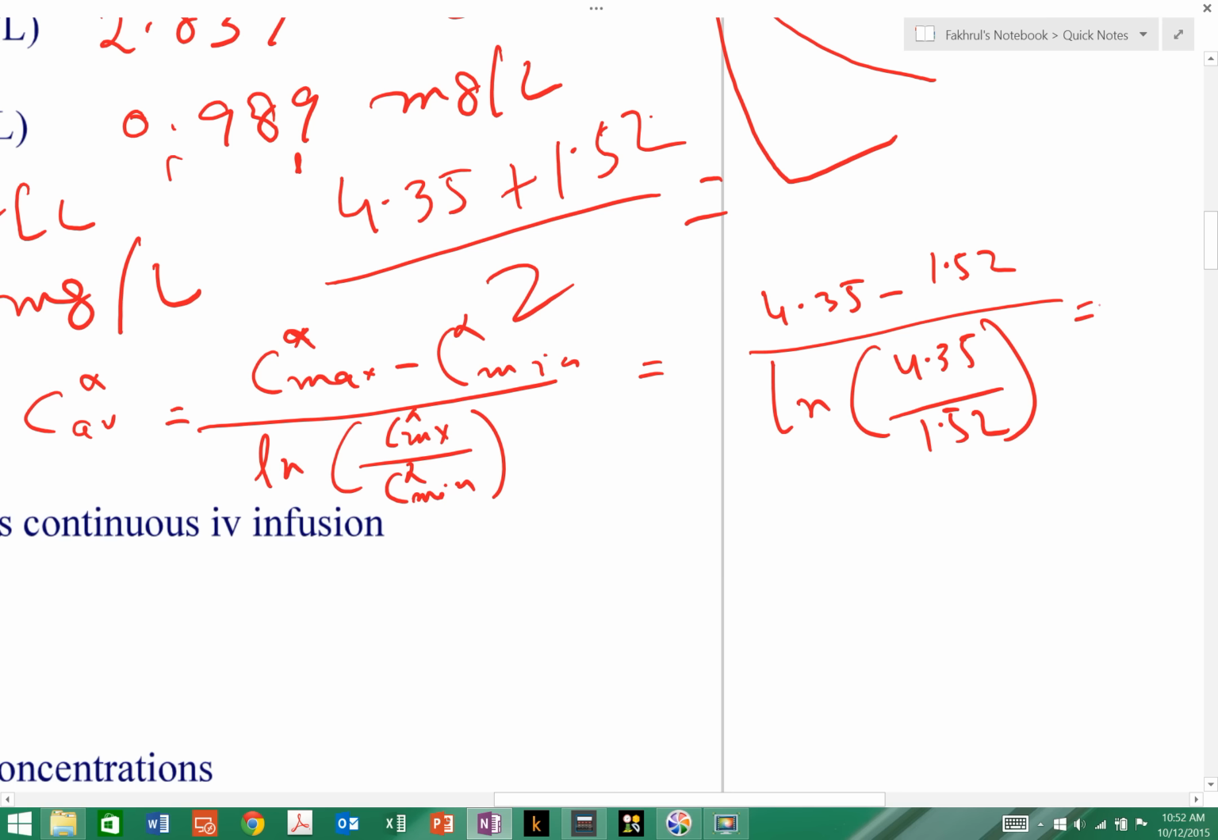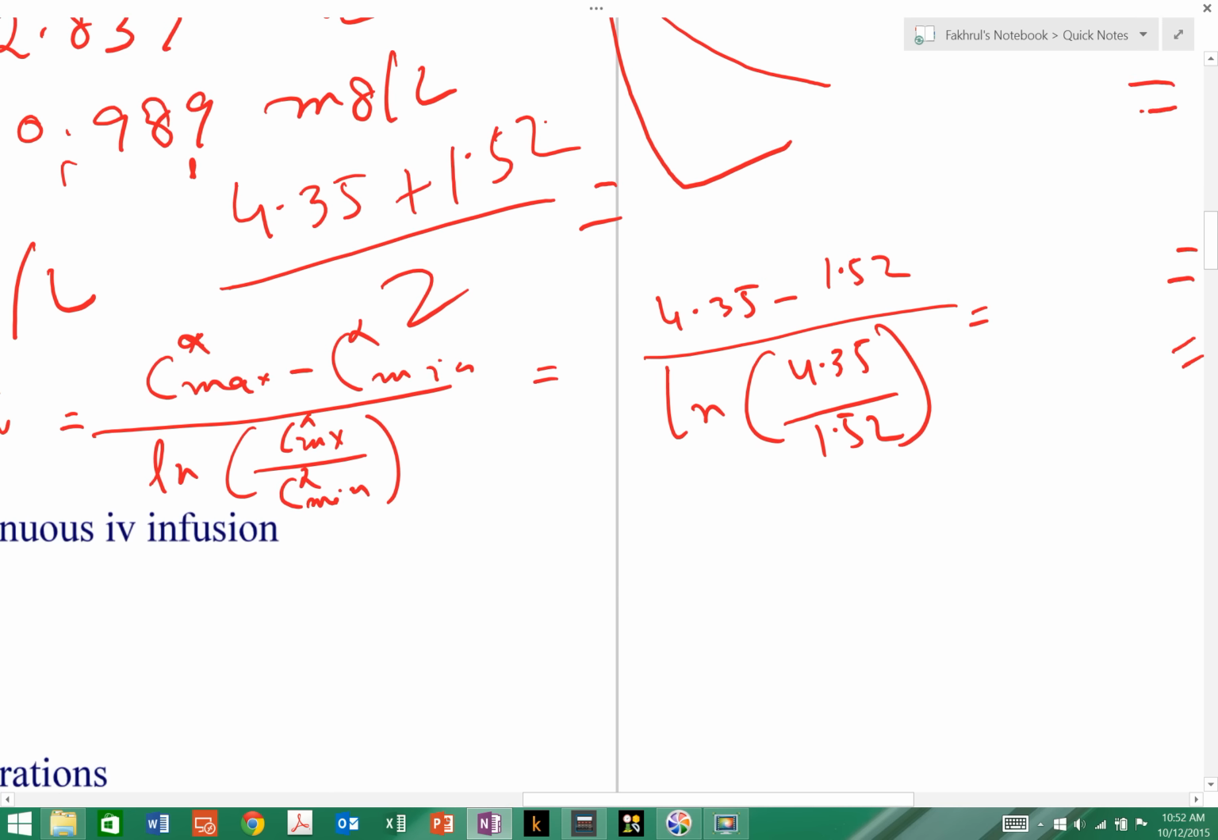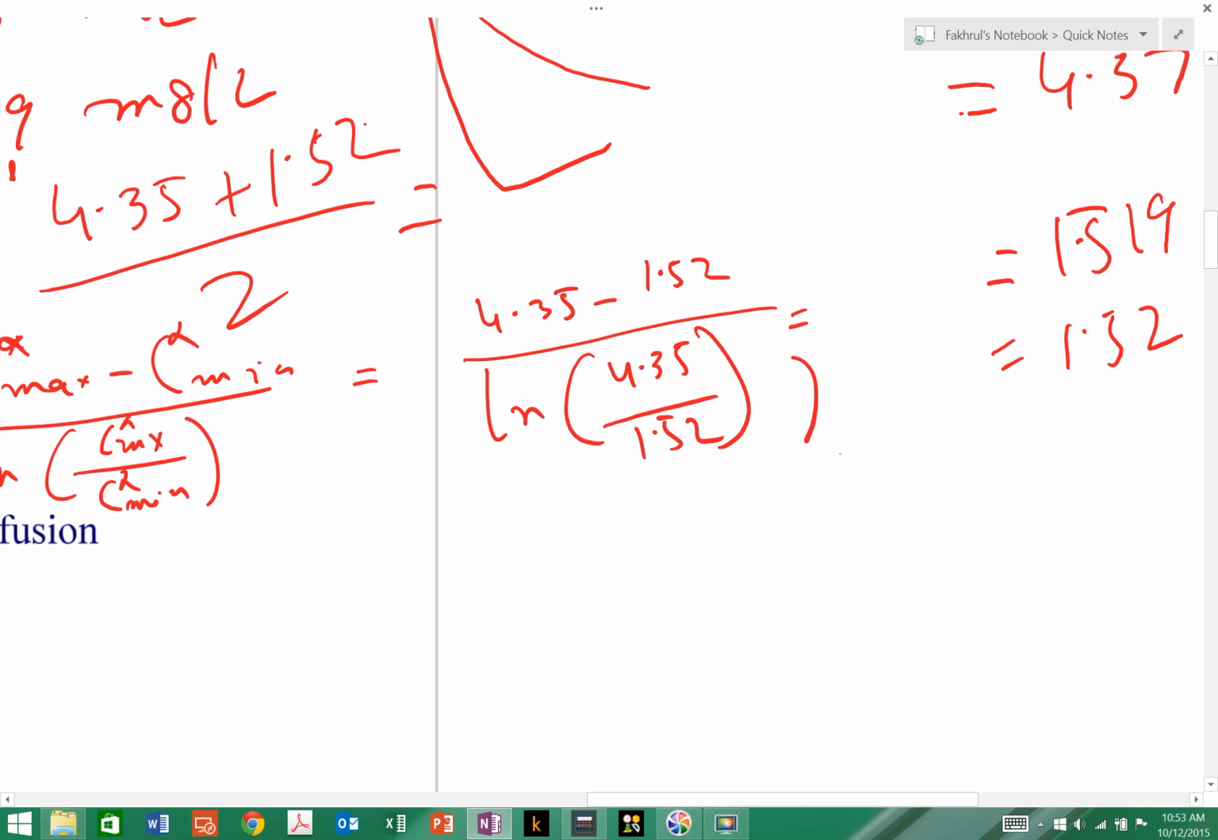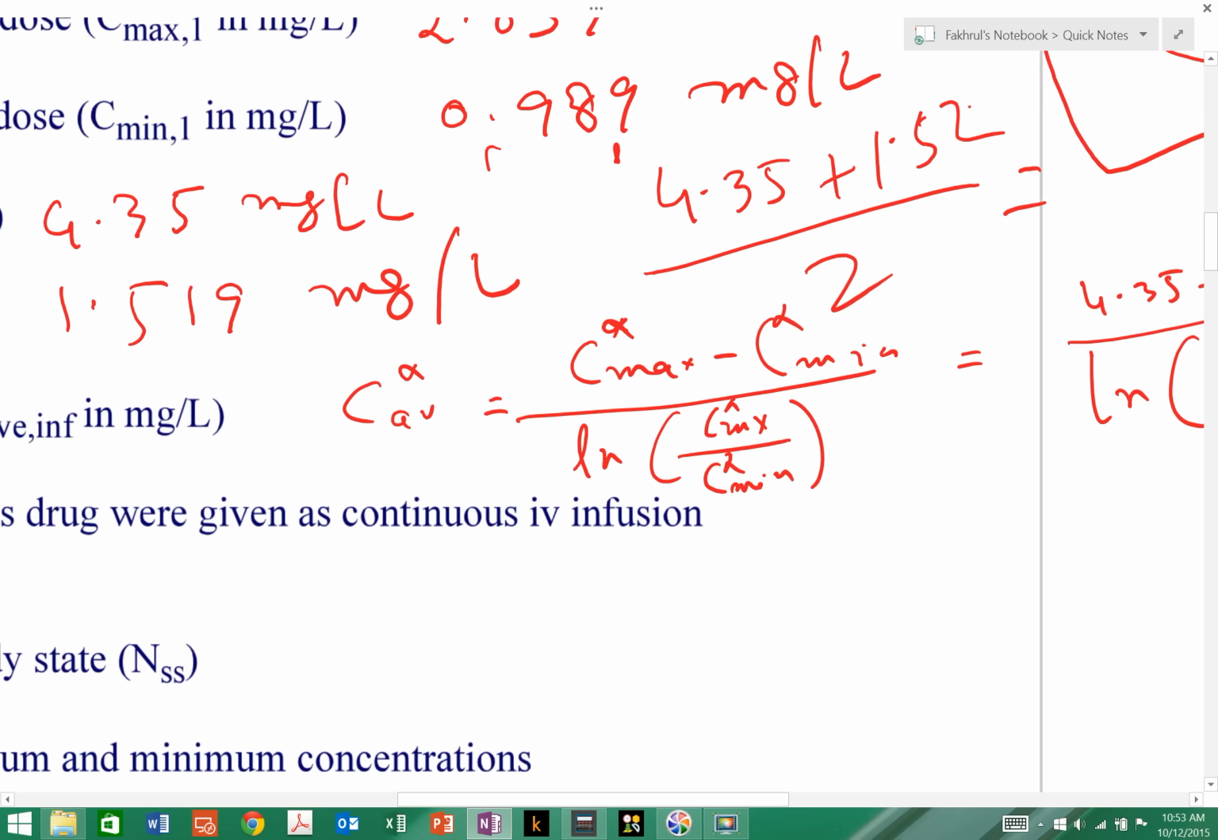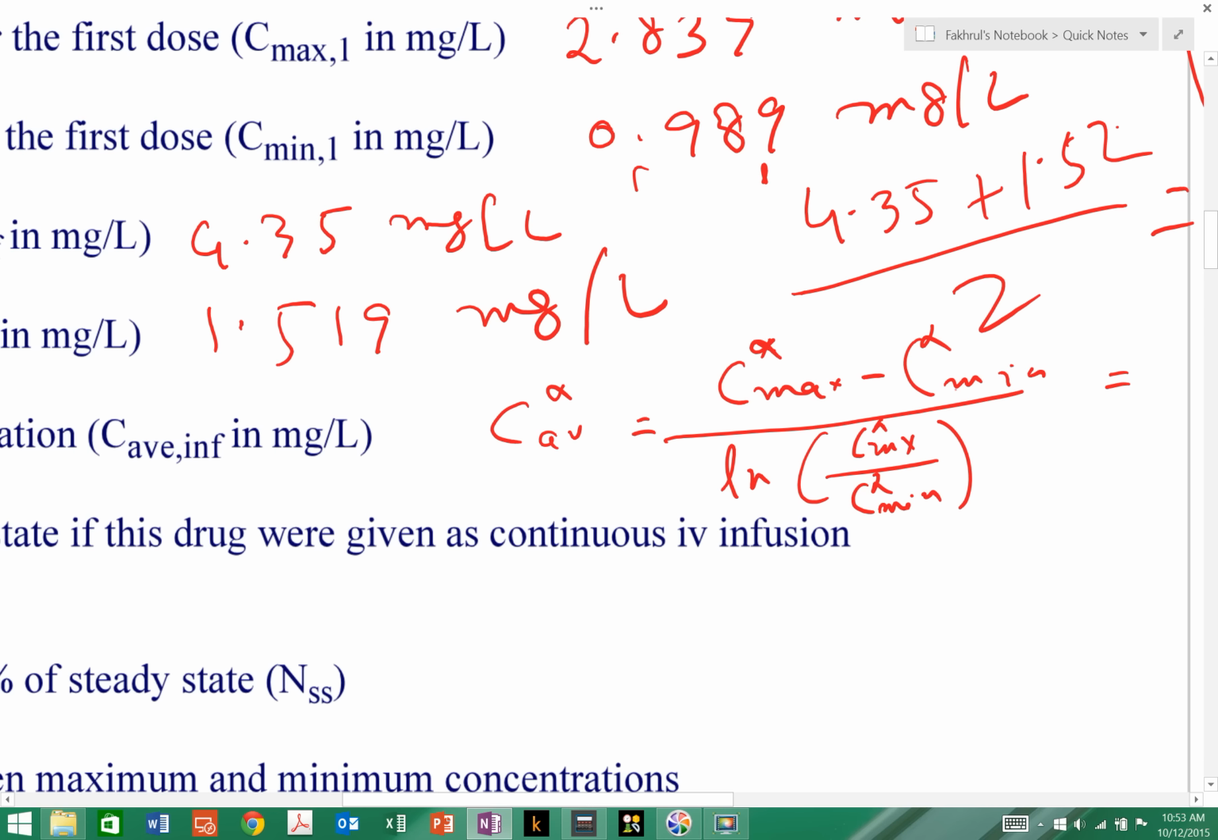it's going to give you a C average concentration of 2.693. So this is how you calculate C average. For C average you calculate using this equation, and your C average is going to be 2.693 milligram per liter.